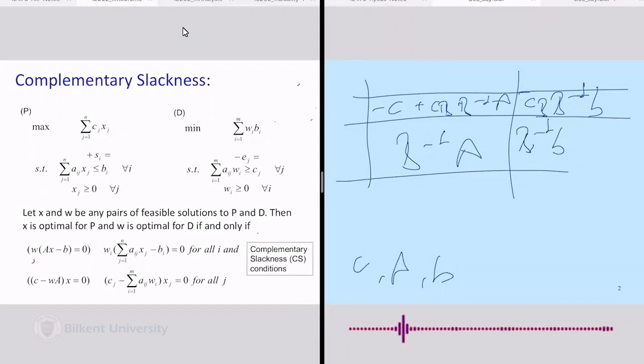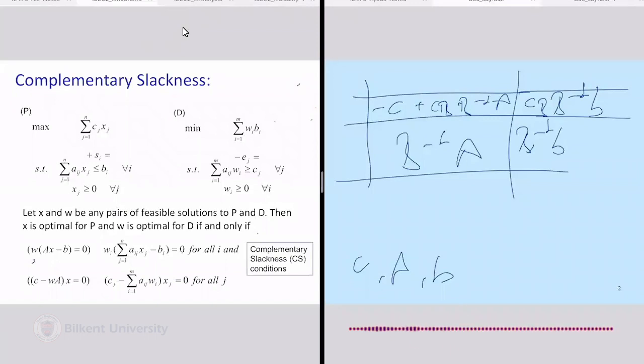Rana, let me finish complementary slackness, then ask your questions verbally, okay? Complementary slackness says, take any feasible pairs. These guys are optimal if and only if they satisfy complementary slackness conditions. That is the issue in the complementary slackness condition.